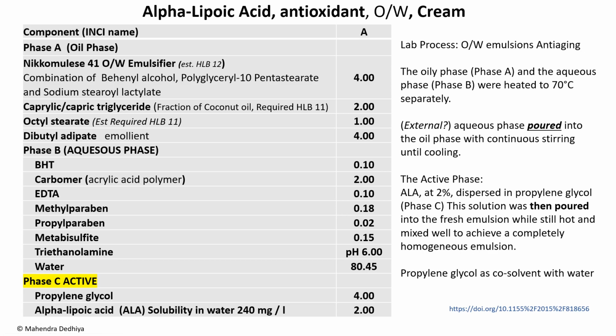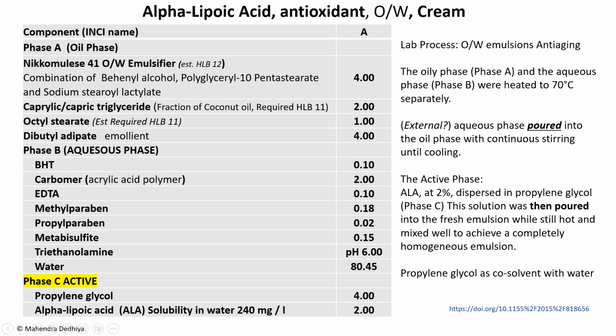Let's look at the examples. This is alpha lipoic acid, an antioxidant. This is formulation A, an oil in water cream. It contains the oil phase and an emulsifier. This is a combination emulsifier with an estimated HLB of about 12. It has a fraction of coconut oil, which has a required HLB of about 11, and octyl stearate, again a required HLB of about 11, as an emollient built into the oil phase.